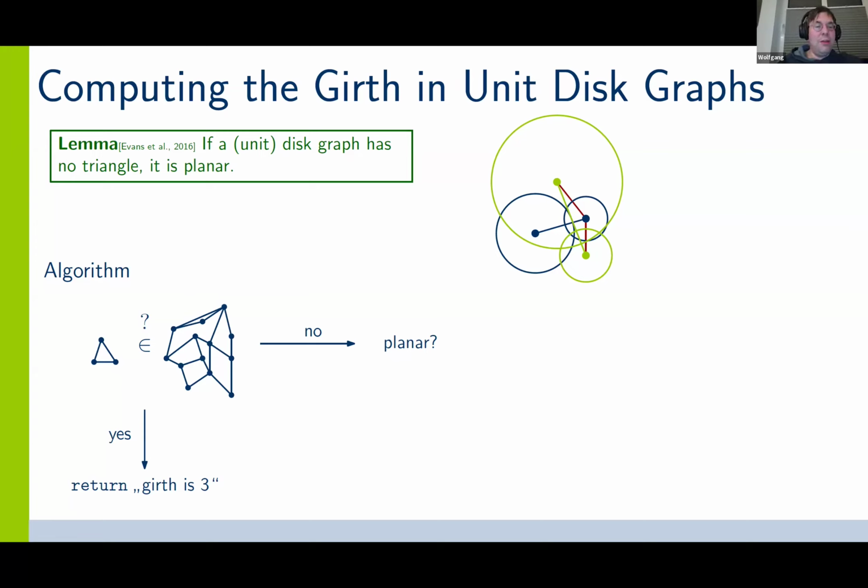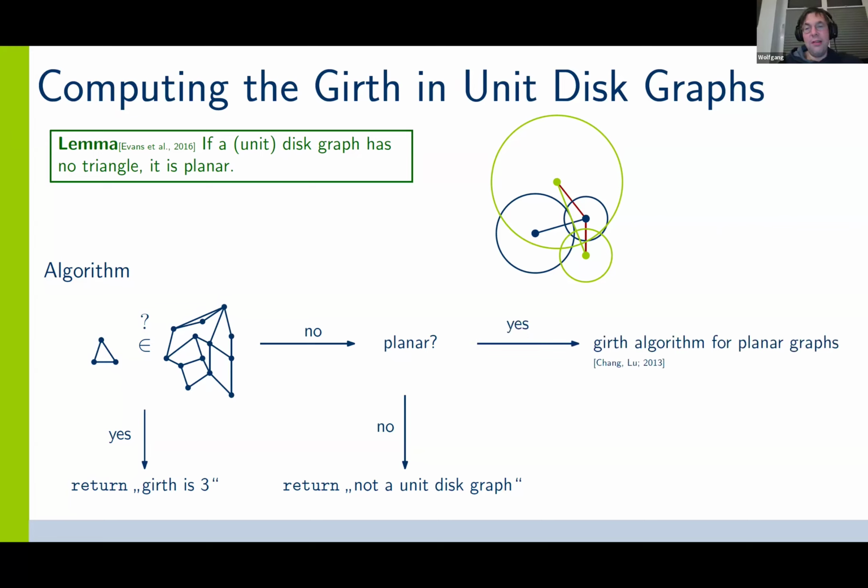And so the next thing is we can just check whether this graph is planar in linear time. If no, then we know we have a graph that does not contain a triangle and that is not planar, so it certainly is not a unit disk graph, and we can say so. Otherwise, it's a planar graph, and every planar graph is also a unit disk graph, so we can just use the girth algorithm and solve the problem in linear time. So even in the abstract, robust setting, we can compute the girth of the graph in linear time.